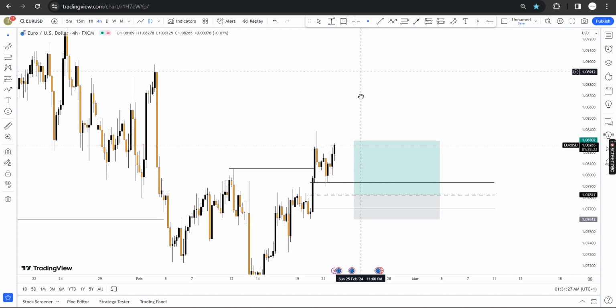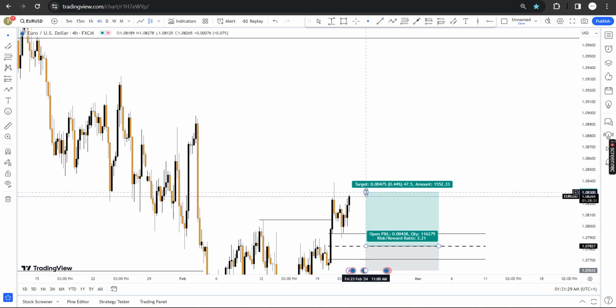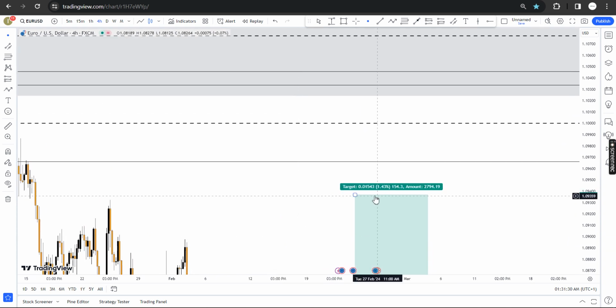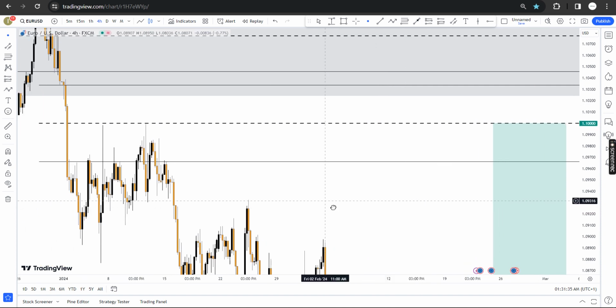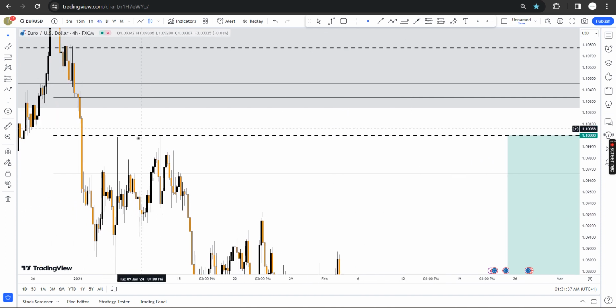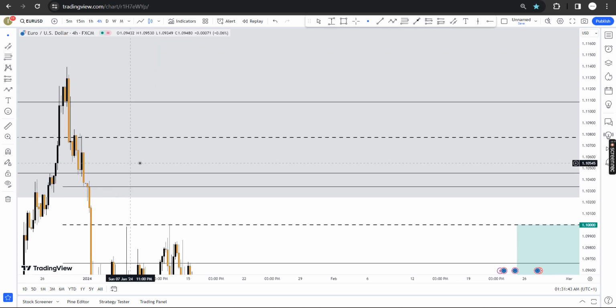So you have like a 21 pip stop. Going to ride it all the way to this beautiful zone right here. Look at that. Now see what I'm saying. On 4 hours, you see how this is looking here. But if you don't go to the daily, you might not understand why this interesting zone is here.